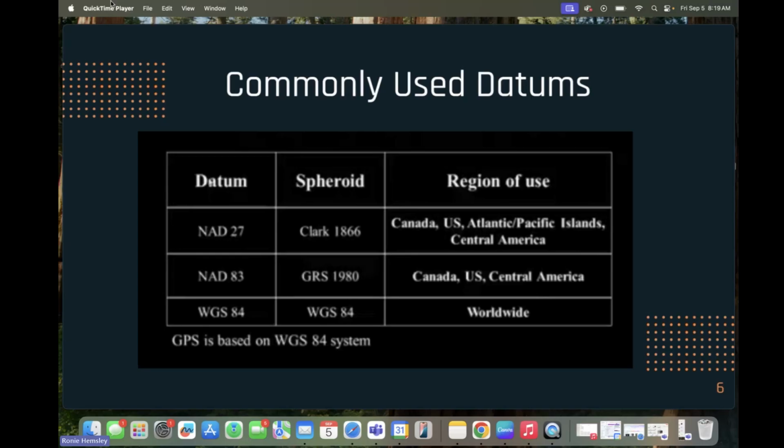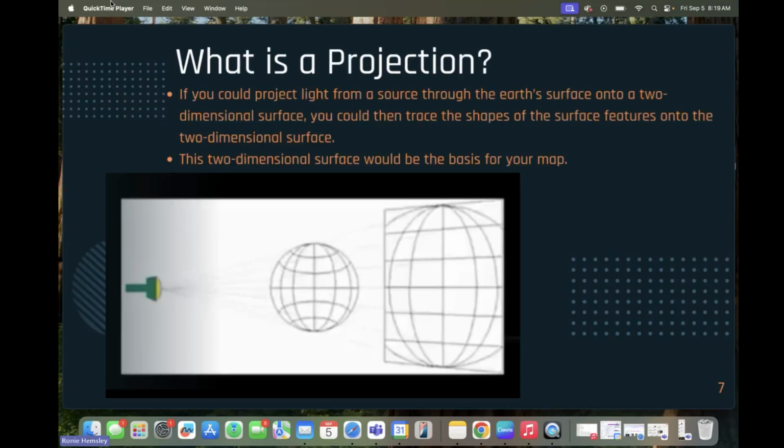Now that we've looked at datums and coordinate systems, let's talk about projections. A projection is simply a way of taking the 3-dimensional surface of the Earth and representing it on a flat 2-dimensional surface. One way to picture this is like shining a light through a globe onto a piece of paper. The outline of the contents and the grid lines are projected onto a flat surface. This projection becomes the foundation of your map. But here's the key point.